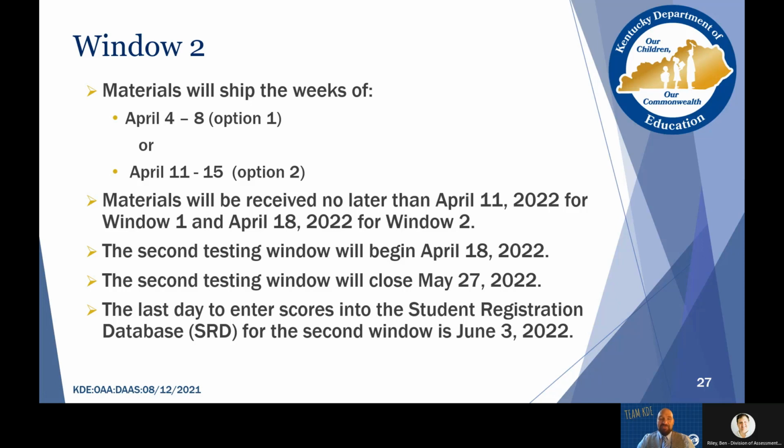The last day to enter scores in the Student Registration Database, or the SRD, for the second window is June 3rd, 2022. As a reminder, the TAR and the Quality of School Climate and Safety results will be open to submit in the SRD from November 15th to June 3rd of next year, 2022.